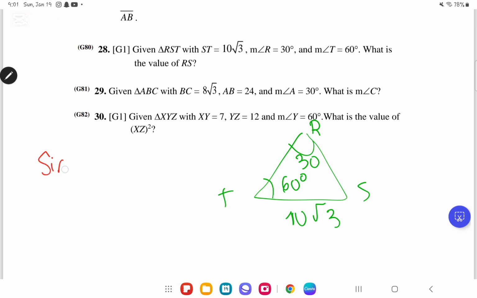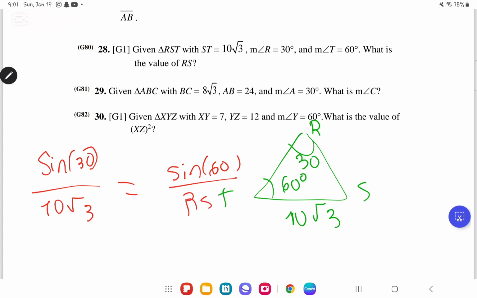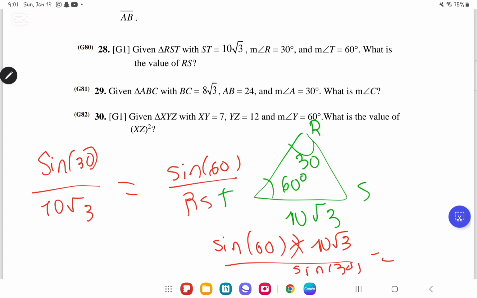So sine of 30 divided by 10 radical 3 is equal to sine of 60 divided by RS. So sine 60 times 10 radical 3 divided by sine 30, doing it on the calculator, will give us an answer of 30. So over here the answer is 30.